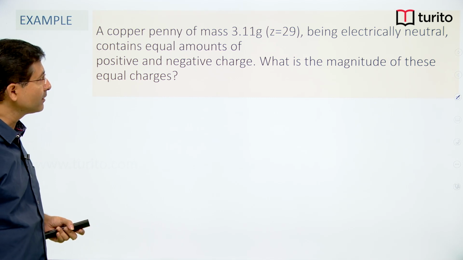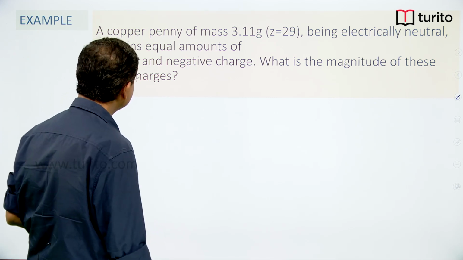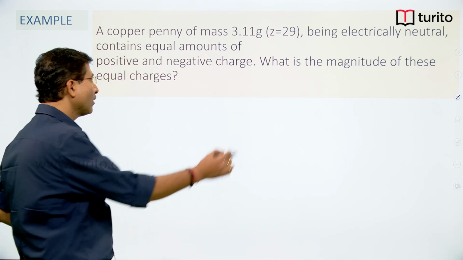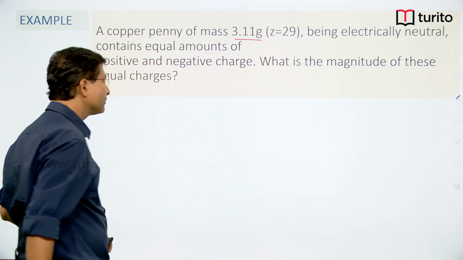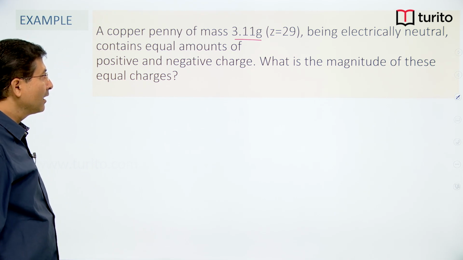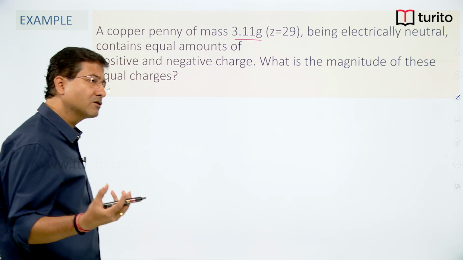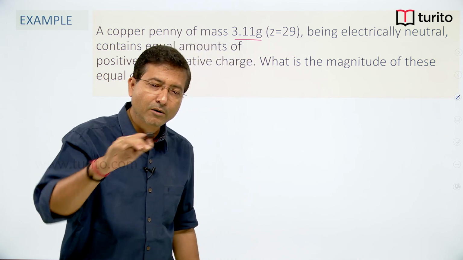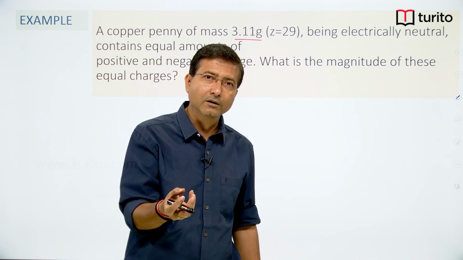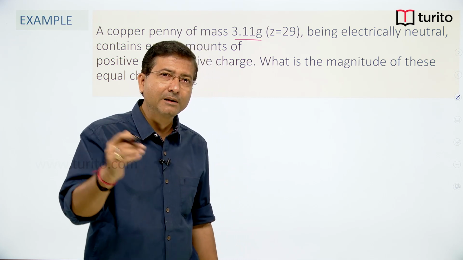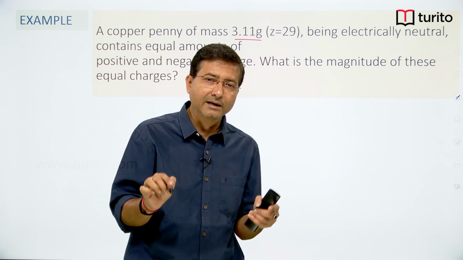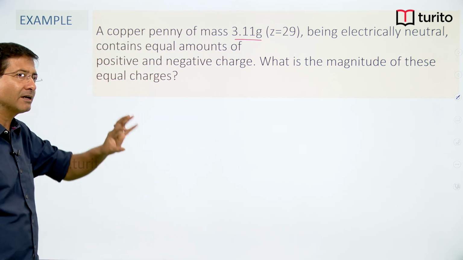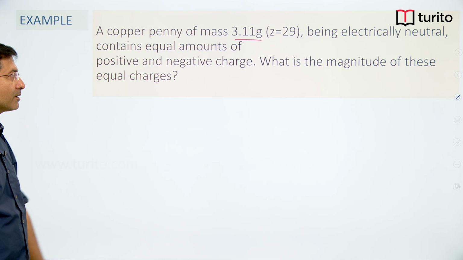Now let us see one example. If I take a piece of copper of mass 3.11 gram, inside the atom the number of electrons and the number of protons will be the same, and the atom will be electrically neutral. So if you are taking a piece of copper which is electrically neutral, it will have the same number of electrons and the same number of protons.